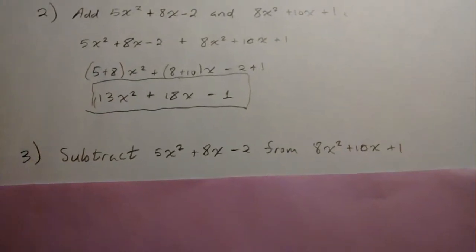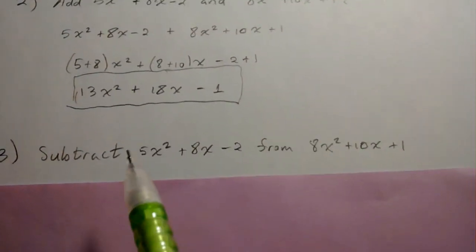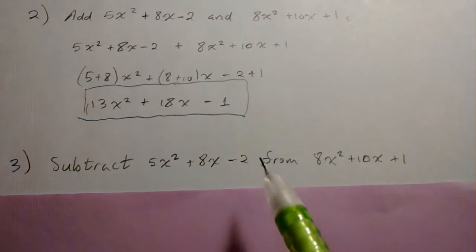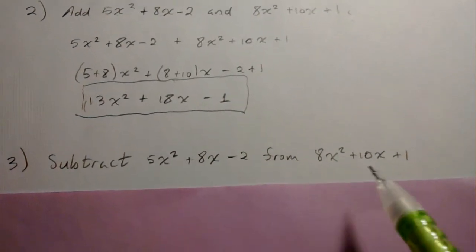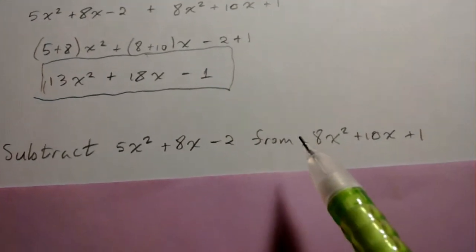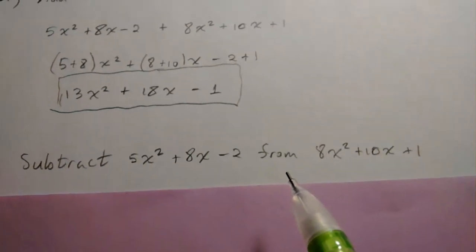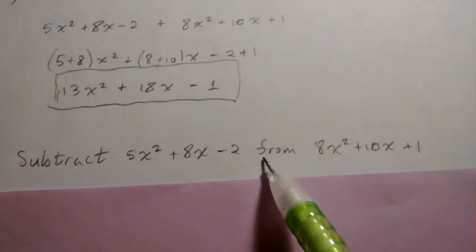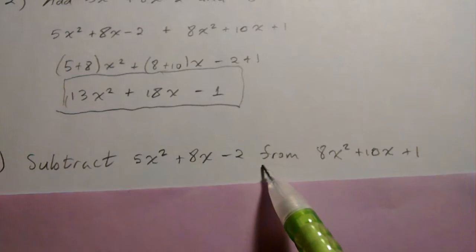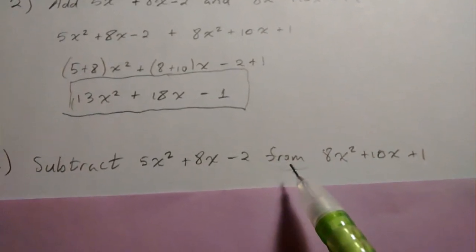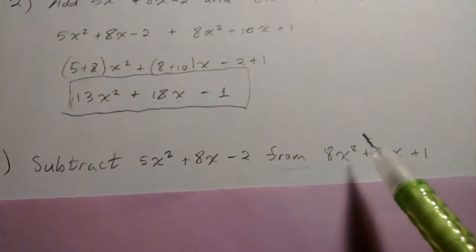Let's look at subtraction of two nonlinear expressions. So let's subtract this first expression from this second one. And so subtraction here, the order matters. I don't know if you remember, but we did talk about something called the from rule in subtraction, and the from expression should always go first.